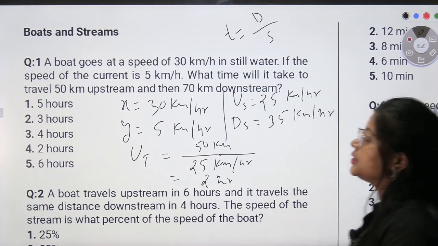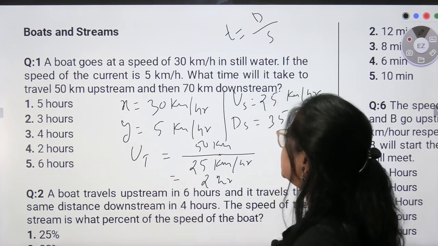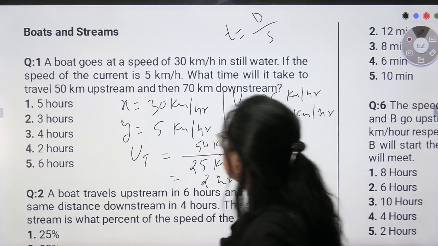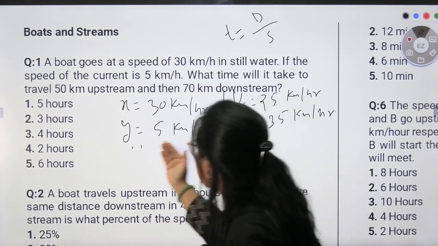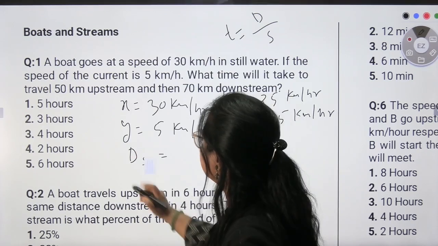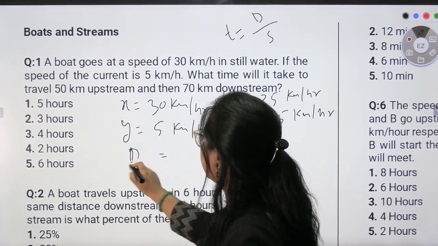So if we can calculate the upstream time, similarly we can find the downstream time as well. So what would be the downstream time? Downstream time would be T, because we are calculating time.